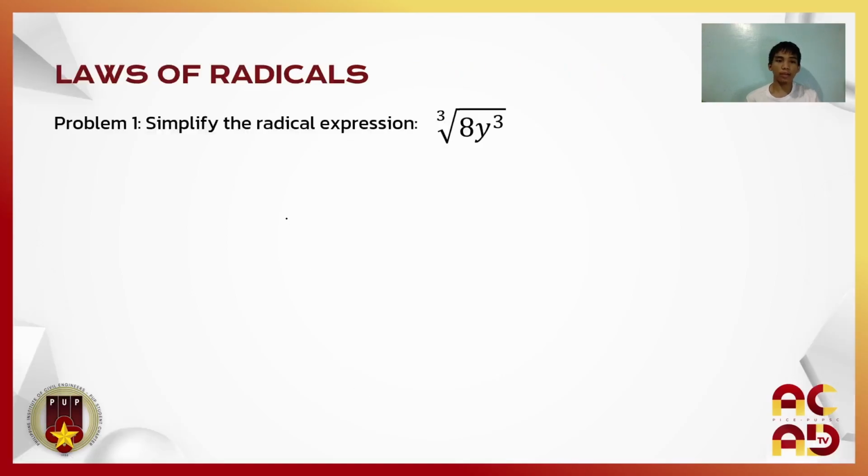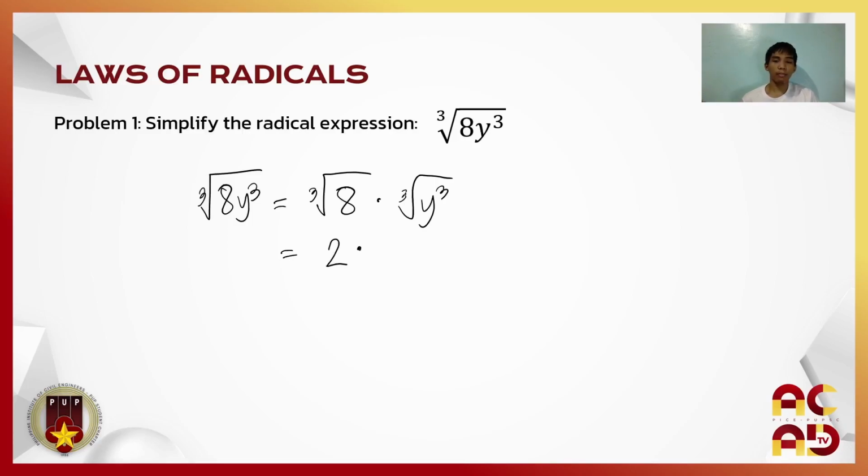So, let's proceed to the sample problems. Problem number 1: simplify the radical expression, the cube root of 8y cubed. We just follow the laws of radicals. We separate: the cube root of 8 times the cube root of y cubed. The cube root of 8 is 2. Multiplied by the cube root of y cubed, the exponent and the index cancel, so it becomes just y. So our final answer is 2y.